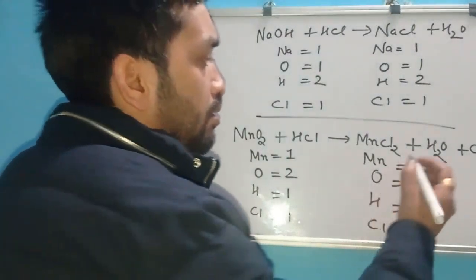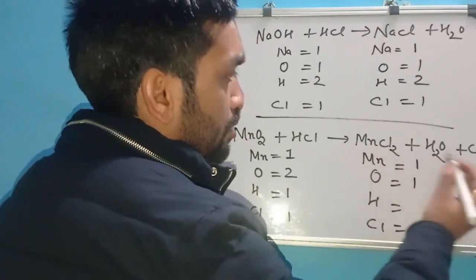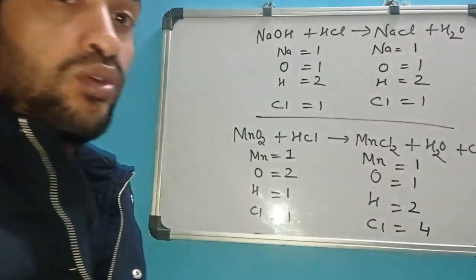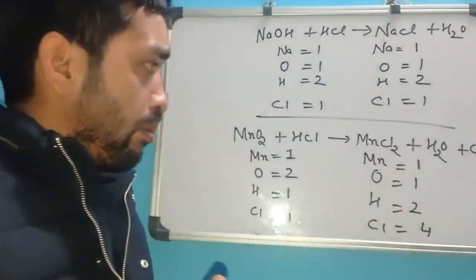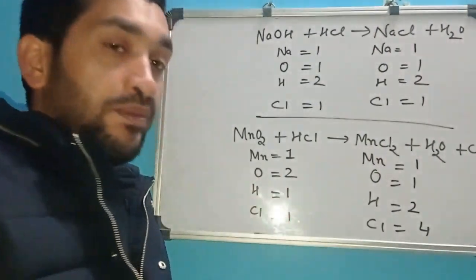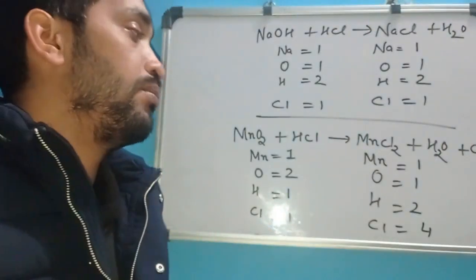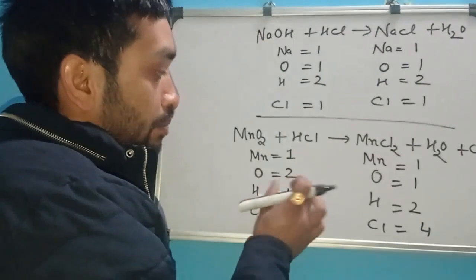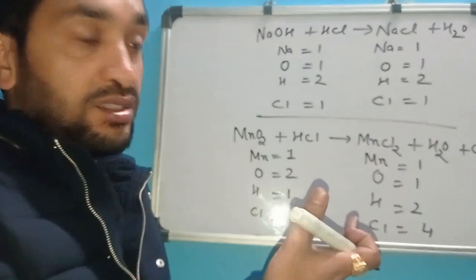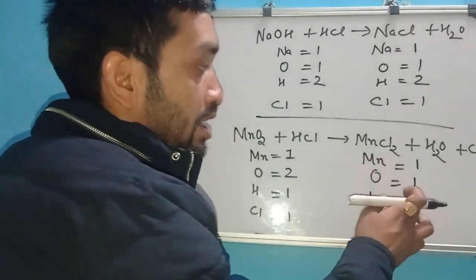Now go to the RHS part. Mn 1, oxygen 1, then hydrogen 2 and Cl 4. 2 here and 2 here. Total 4 Cl are there. Now see, the problematic elements are oxygen, hydrogen, chlorine. Except Mn, nothing is balanced. So go to that part which has a lesser number of atoms. Don't do anything here. Why? Because oxygen is 2 here. Suppose you want to balance oxygen, so do not go here. It is already in excess. So go to that part which has less oxygen. So here I have less oxygen.